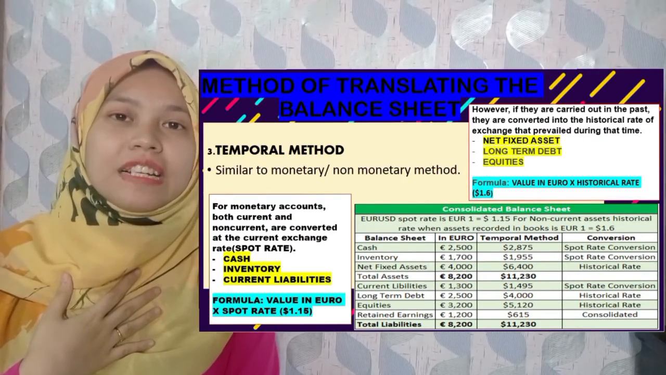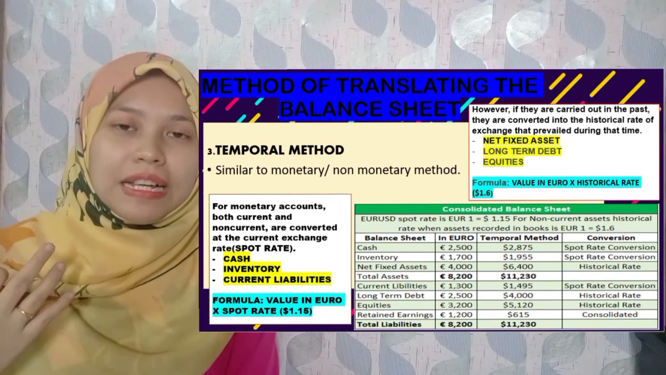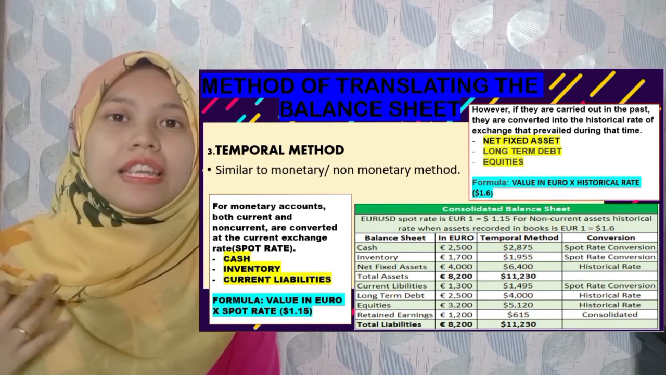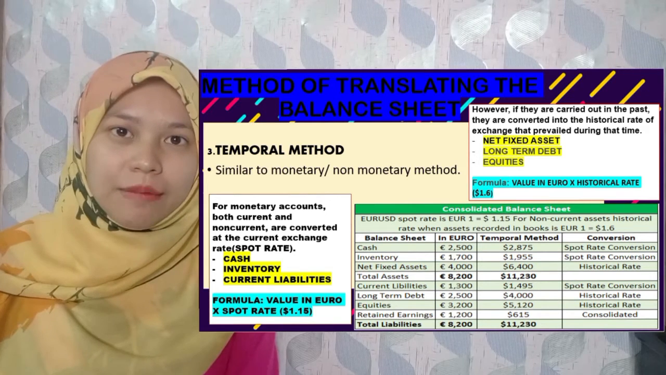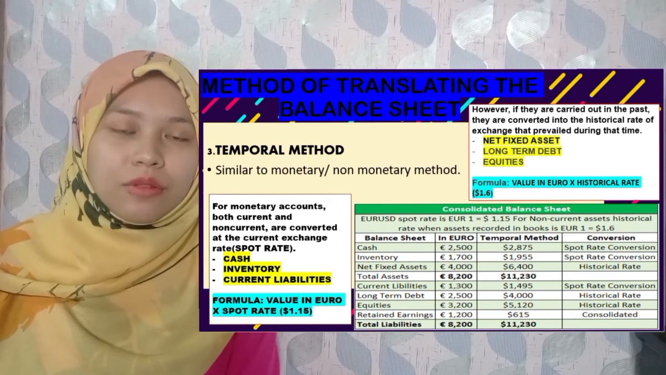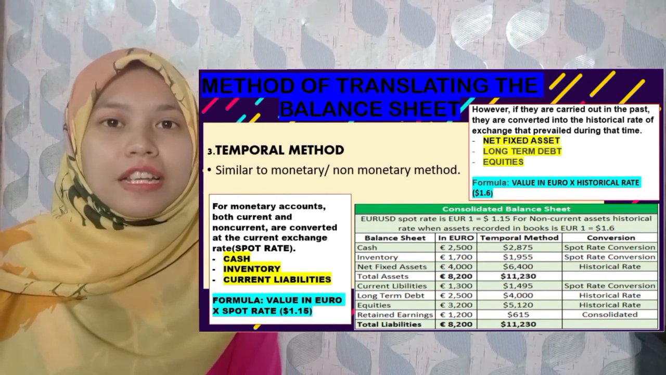The monetary or non-monetary method categorizes accounts on the basis of similarity of attribute rather than maturity. I will continue with the methods of translating the balance sheet. The third method is the temporal method. It relates to time and is similar to the monetary or non-monetary method.